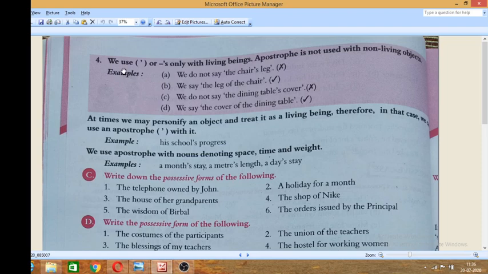So we use apostrophe s only with living beings. Apostrophe is not used with non-living objects. As chair and dining table are non-living, that is why we do not use an apostrophe. At times we may personify an object, that is, treat it as a living being. Therefore, in that case, we can use an apostrophe. If these objects are personified, then we can use it, for example, the school's progress.